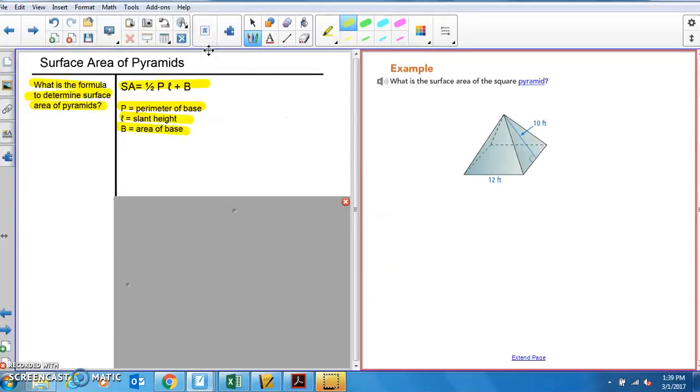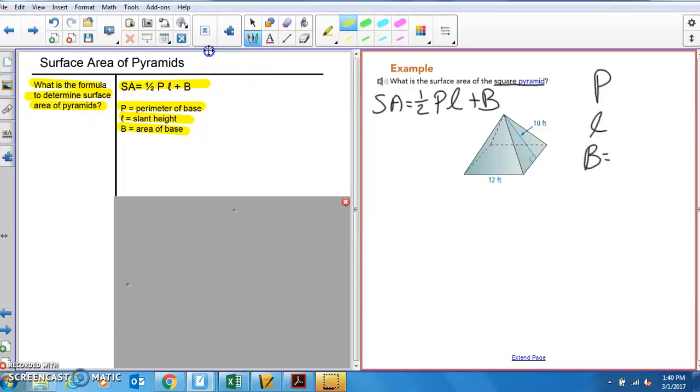All right, so you have the formula on the left side. We have a square pyramid on the right side. So what I'm going to do here is copy the formula down. 1/2 uppercase P times L, which is the slant height, plus uppercase B, which is the area of the base. We've always talked about in the last week or so, the uppercase B represents the area of the base. So, on the left side I'm going to actually figure out these things. All right, P, perimeter of the base.